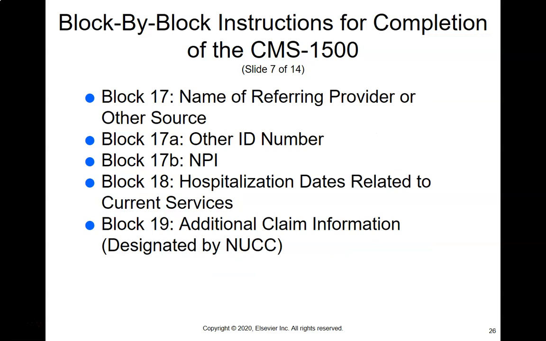Block 17, name of referring provider or other source. So if you are doing a specialist claim form, then you may have a referring physician on how the patient got to your office. Block 17A is other ID number. Block 17B is the National Provider Identifier. Block 18 is hospitalization dates related to current services. And Block 19 is additional claim information designated by the NUCC.